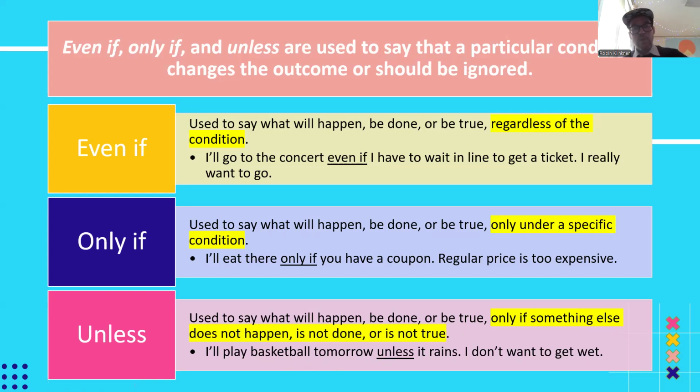I'll play basketball tomorrow unless it rains. Same meaning as I'll play basketball tomorrow if it doesn't rain. We're gonna look at more examples in a couple minutes.